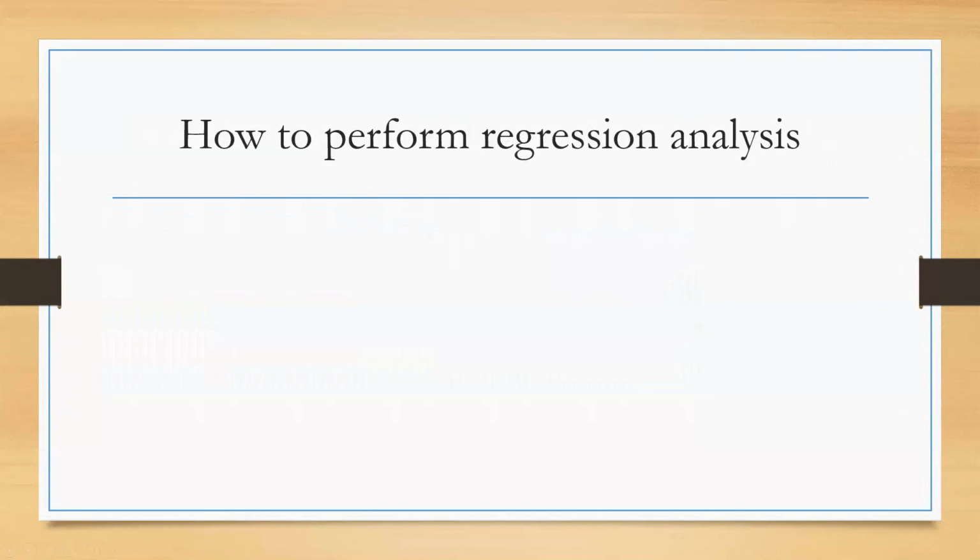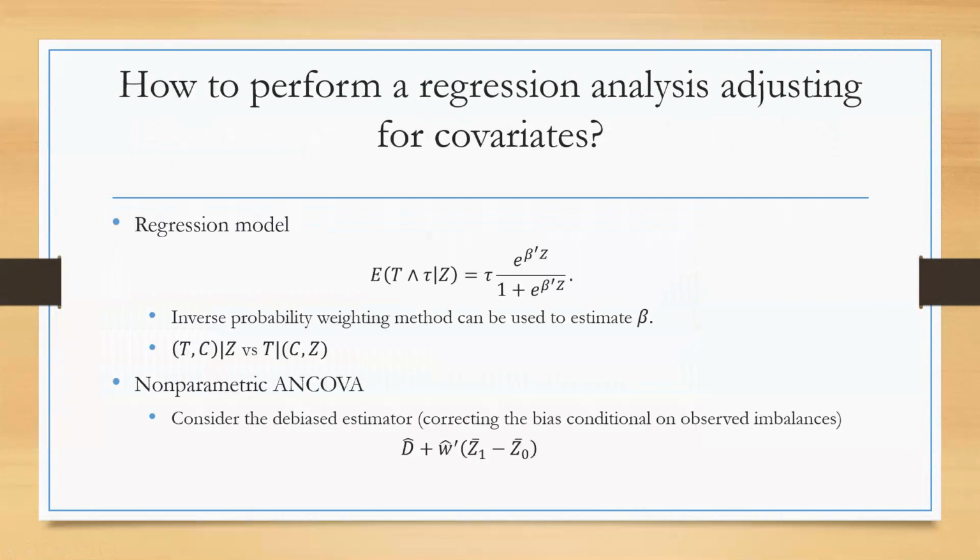So the next question is how to perform analysis of covariance. Instead of performing a Cox regression model, we can assume the RMST given covariates is also associated with the covariates using, for example, a link function. Here we can use the inverse probability weighting method to solve the corresponding estimating equation for estimating beta. The biggest assumption here is that we have to assume the censoring is independent of the covariates.